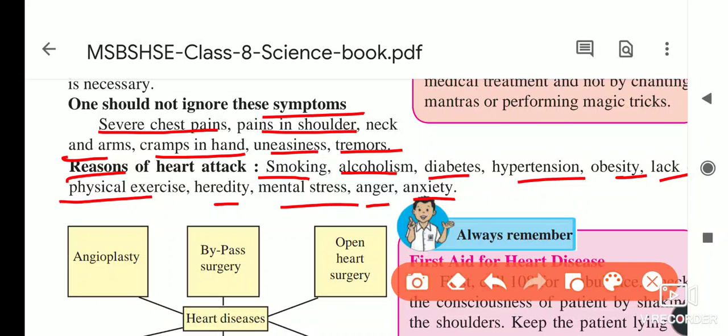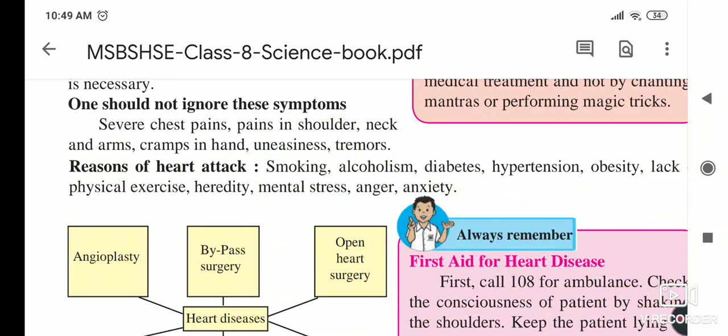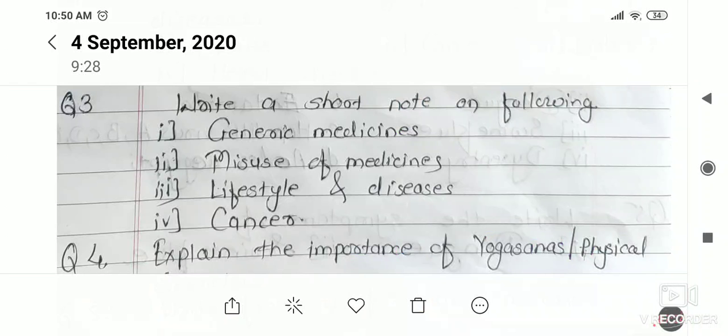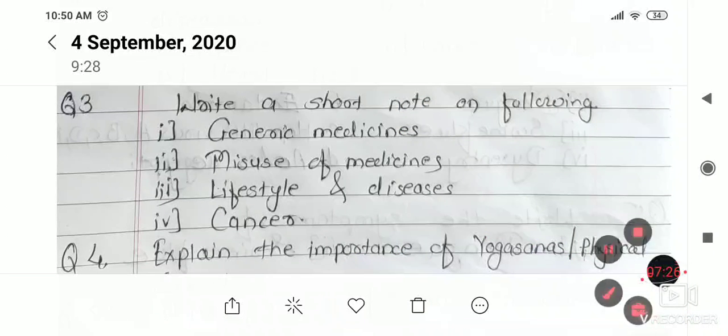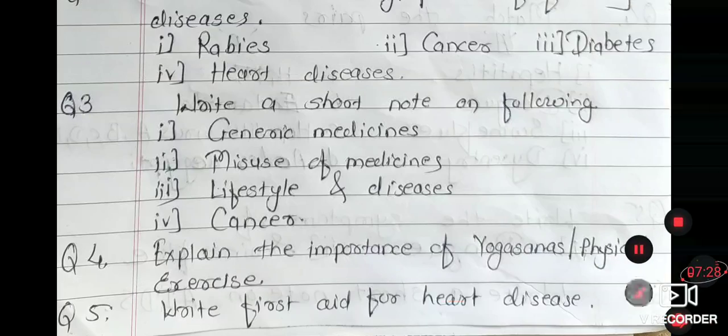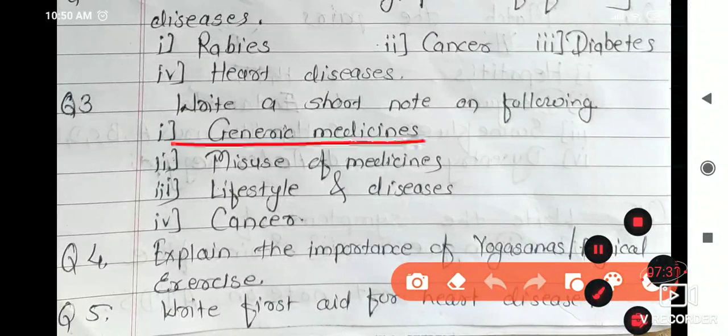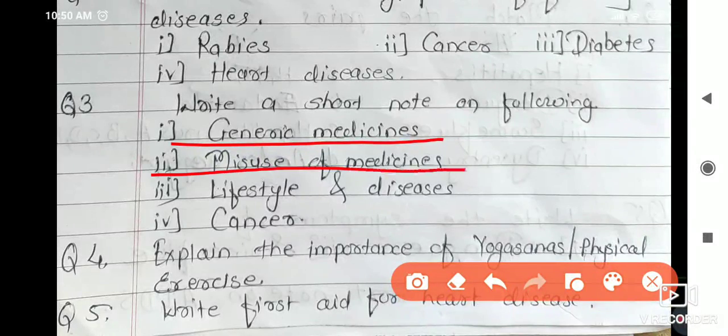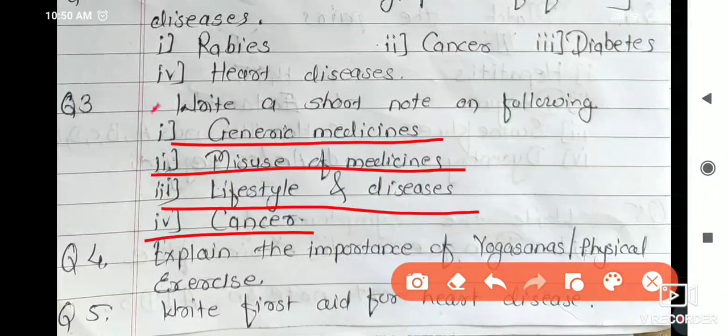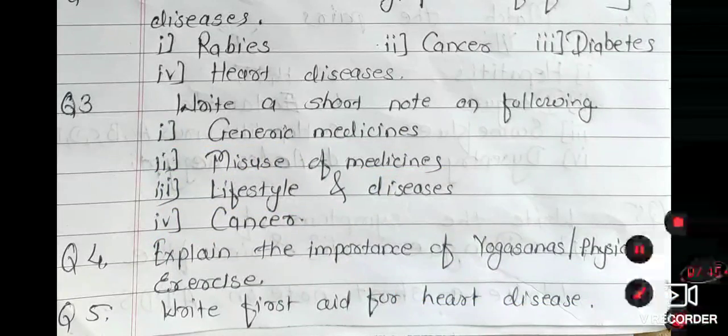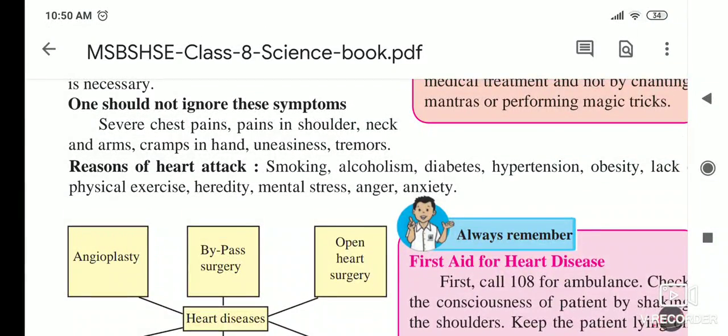Okay, now after this question number second, we will move towards the next question. The question is, we have to write a short note on generic medicines, second, misuse of medicines, third, lifestyle and diseases, and fourth, cancer. On these 4 points I told you to write the short note. So we will see one by one how to search the answers in our textbook. First is generic medicine.